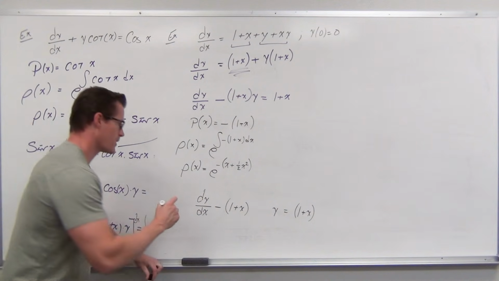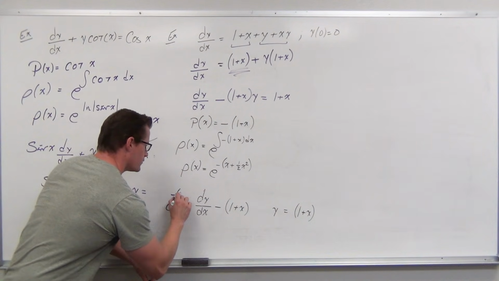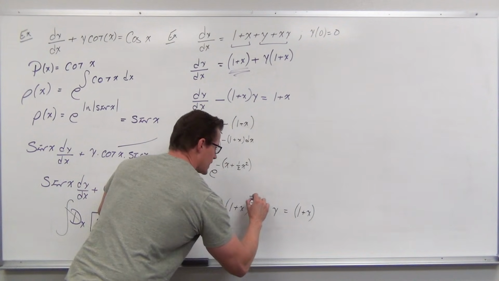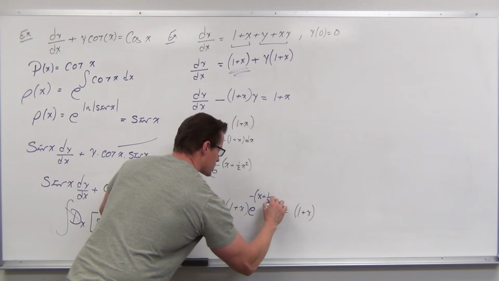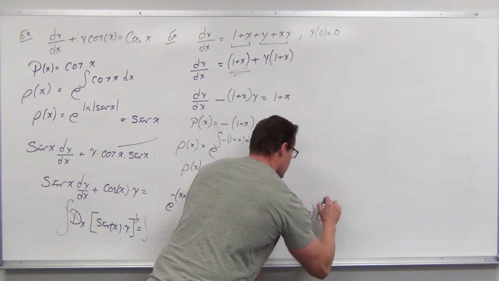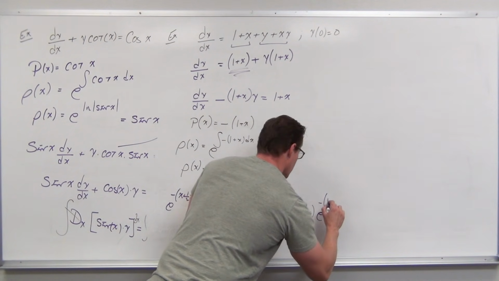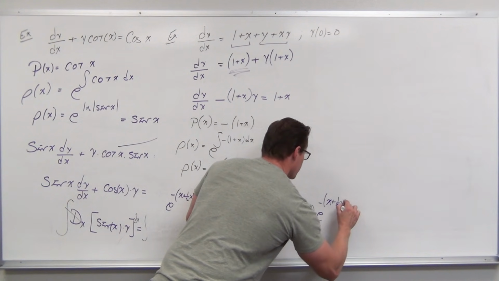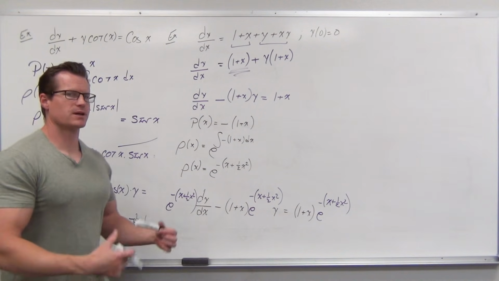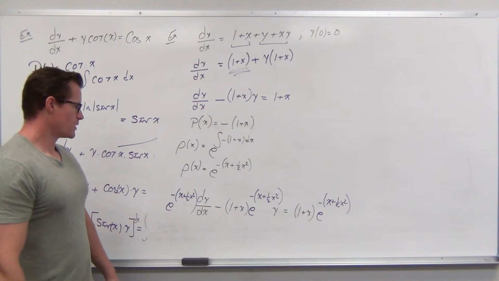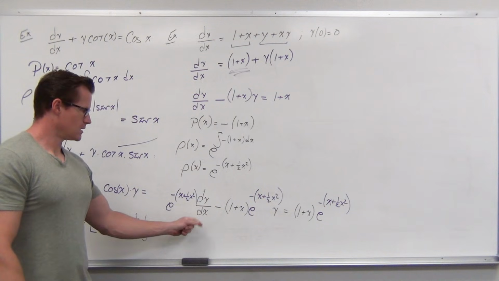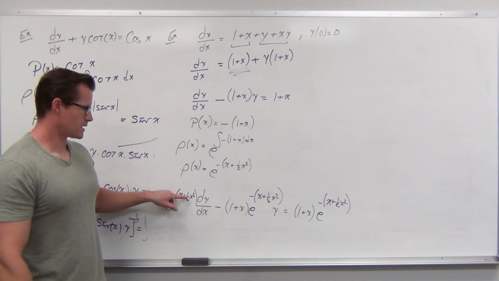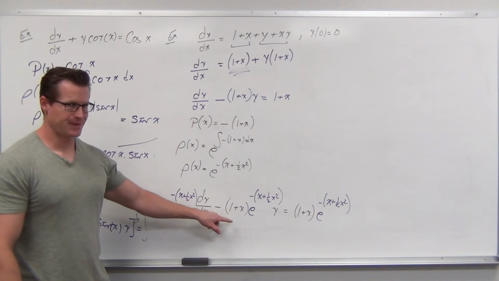So I'm going to multiply everything by my rho. So e to the negative x plus 1/2 x squared on each term. Now the left-hand side is always very nice. All you have to do is check it. Is the derivative of this piece equal to this piece? Well, the derivative here would be 1 plus x, and then it has a negative, so yep, that works.